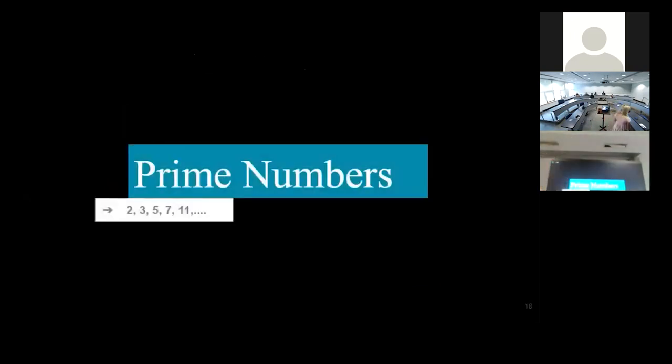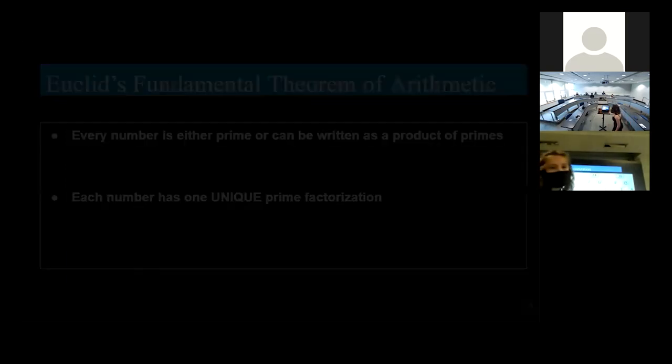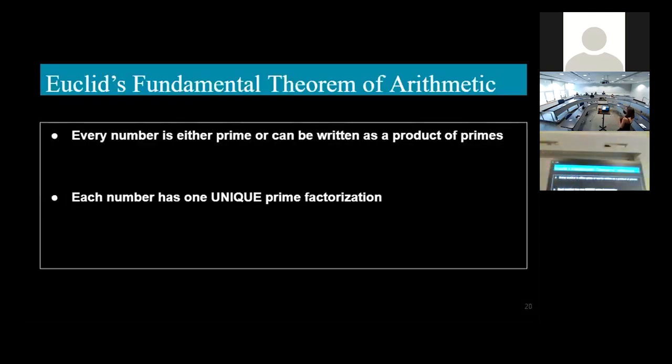An integral part of cryptography is understanding prime numbers, like 2, 3, 5, 7, and so on, whose only factors are 1 and itself. Numbers that aren't prime can be factored into prime numbers, and with smaller numbers it's easy to see, like 18 is 2 times 3 times 3. Euclid's fundamental theorem of arithmetic says that every number is either prime or can be written as a product of primes, and that each number has one unique prime factorization.